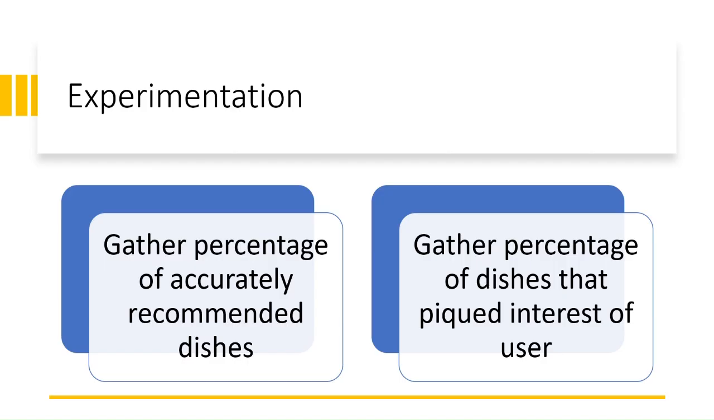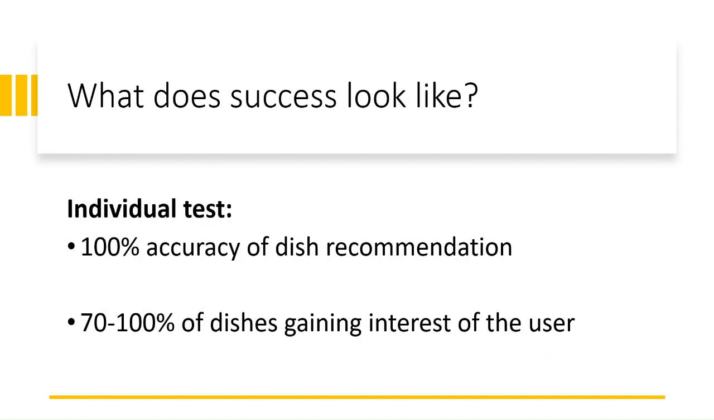And from this, we will gather percentages of accurately recommended dishes, along with percentages of dishes that pique the interest of the user. And for success here in our individual test, we are really hoping for 100% accuracy of dish recommendation. Accuracy needs to be one of our main priorities in the service, since it is dealing with these restrictions or allergies. And we're looking for 70 to 100% of dishes gaining interest of the user. We know some dishes are not going to be or sound as good to the user, but we're hoping for a larger range in that.